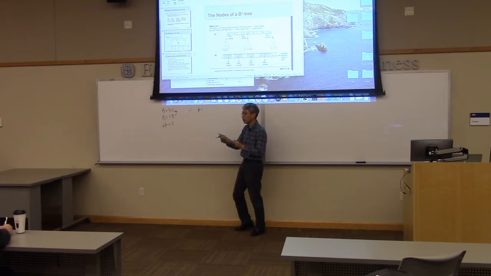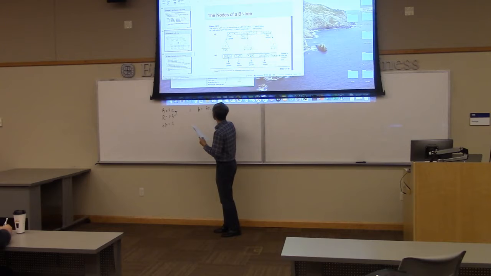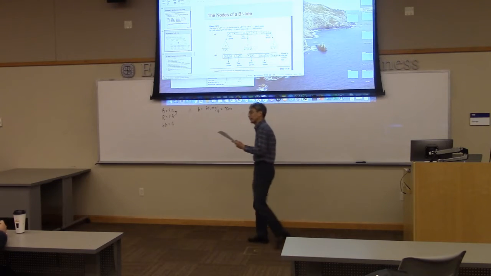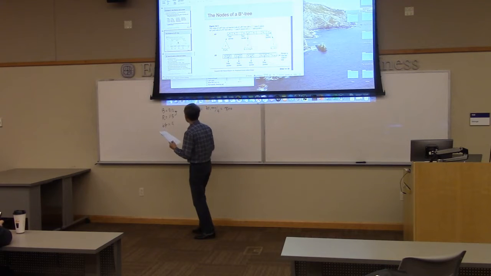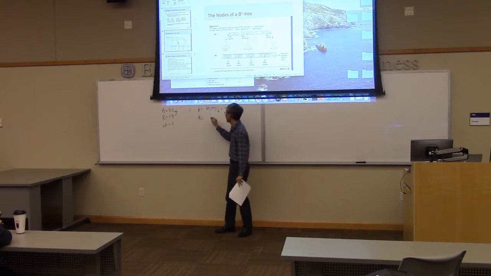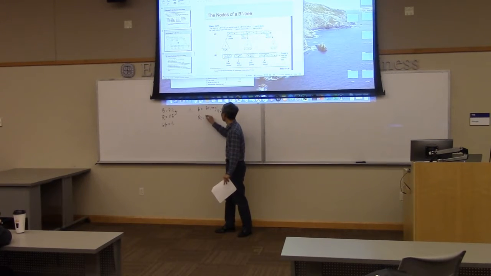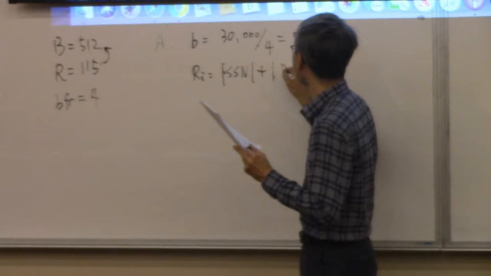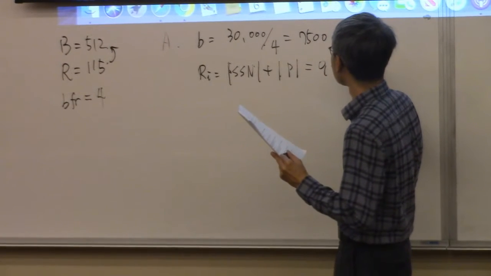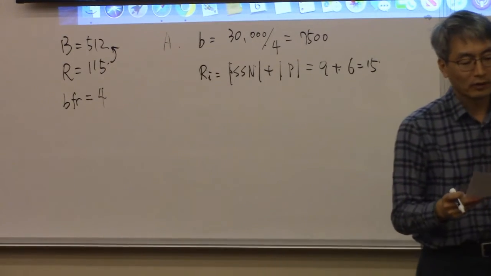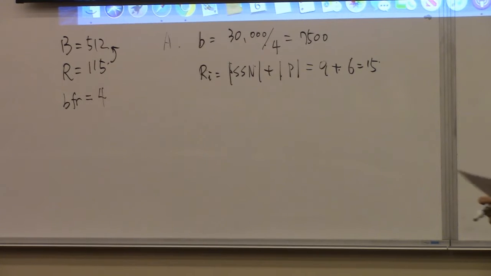So how many blocks do we need? 30,000 divided by the blocking factor, that's 7,500. Okay, good. Then the next one is the index entry size. The index entry size is the size of the social security number plus the size of the address, which is the 6 byte pointer size. So 9 plus 6 is 15. So the index key entry size is 15.